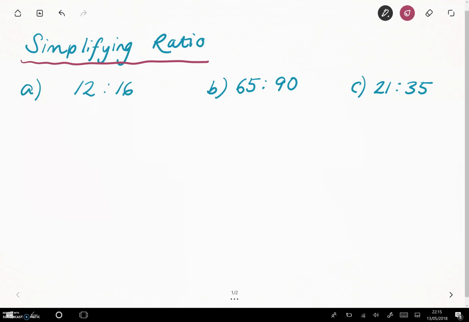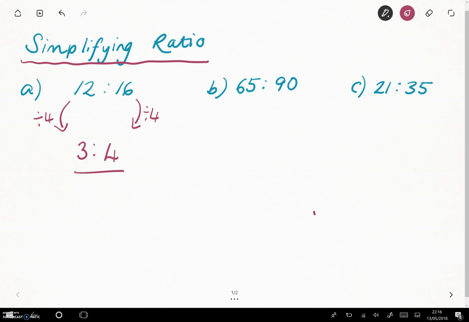Now I want to make those numbers smaller, but the ratio's still got to show the same thing. So I've got to think to myself, whose times table is 12 and 16 both in? Which times table are they both in? They're both in the 4 times table. So what I'm going to do is divide both of the numbers by 4. So I say, how many 4s are there in 12? There are 3. How many 4s are there in 16? There are 4. So the ratio simplified is 3 to 4.